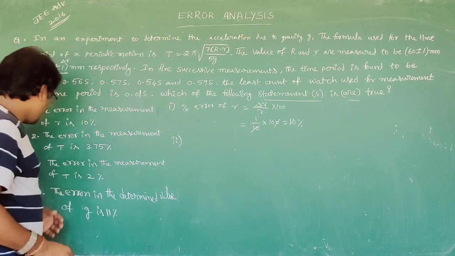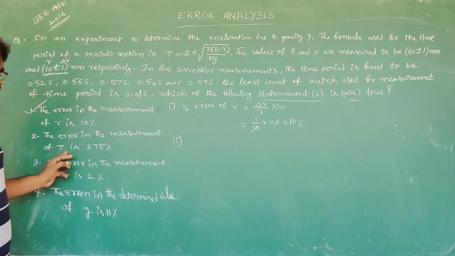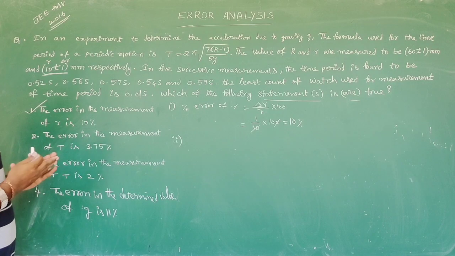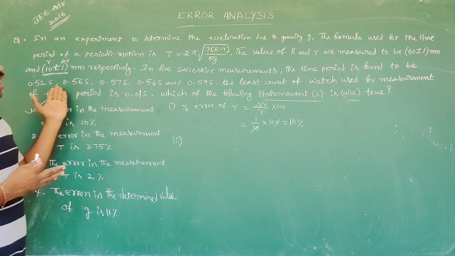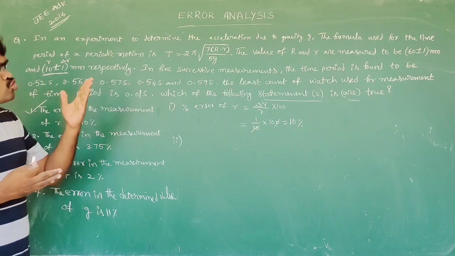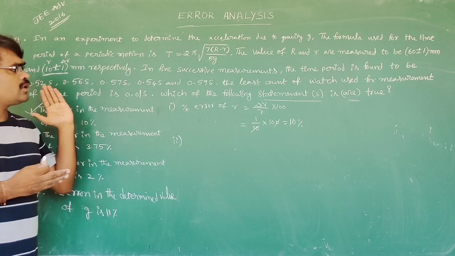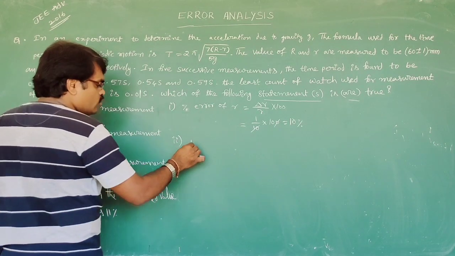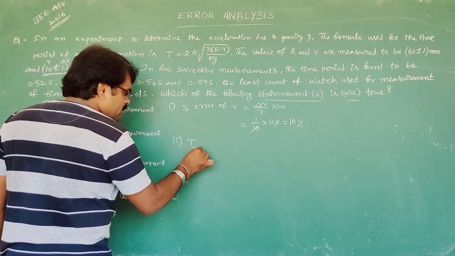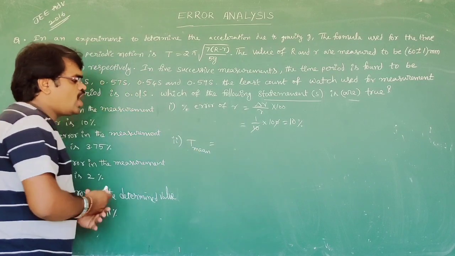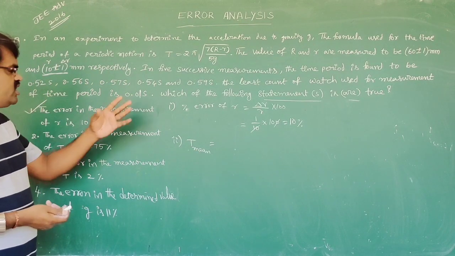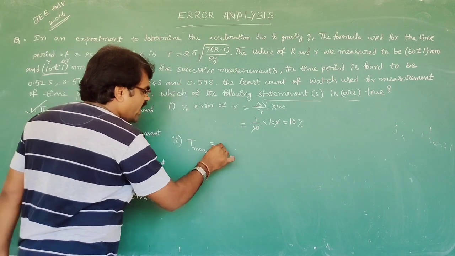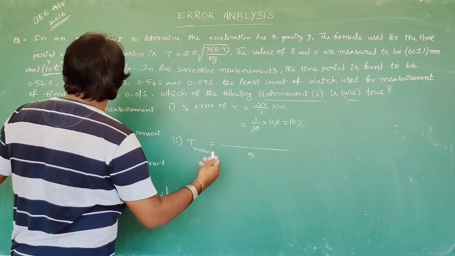The error in the measurement of T. The value of the time period is found from the given number of time periods. First we find the mean time period, T mean. The T mean formula is the sum of the terms by the number of terms, 1, 2, 3, 4, 5, so divided by 5.